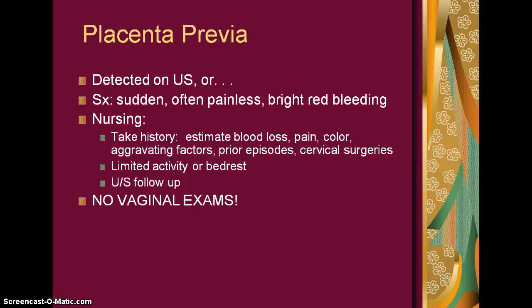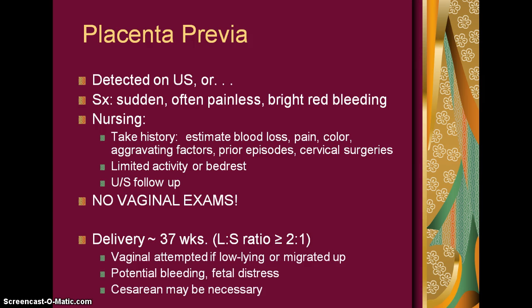She'll be placed on limited activity or bed rest for the remainder of her pregnancy and be followed by ultrasound. Most importantly, no vaginal exams are done for the woman with placenta previa, as that can cause bleeding. Delivery is attempted at around 37 weeks as long as the baby is showing a mature LS ratio, meaning lung maturity. So she may have a vaginal delivery attempted. If her placenta has migrated upward, there can be potential bleeding during labor or fetal distress. Cesarean birth may be necessary if the cervical os is covered by the placenta.